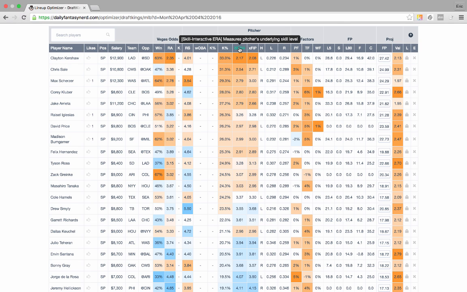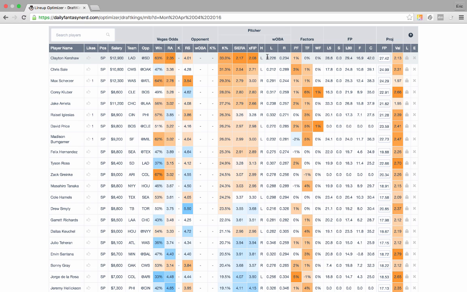Over here we have Sierra. This is Skill Interactive ERA, which measures a pitcher's underlying skill level. So this will remove the impact of park factors, whereas xFIP will actually include that, as well as being independent of their defense. Generally these will give you a more accurate stat than ERA in terms of how good a player is at preventing runs. I would say it's analogous to wOBA versus batting average in terms of being a more useful stat. The unit is the same as ERA, so what would be a good ERA would also be a good Sierra.